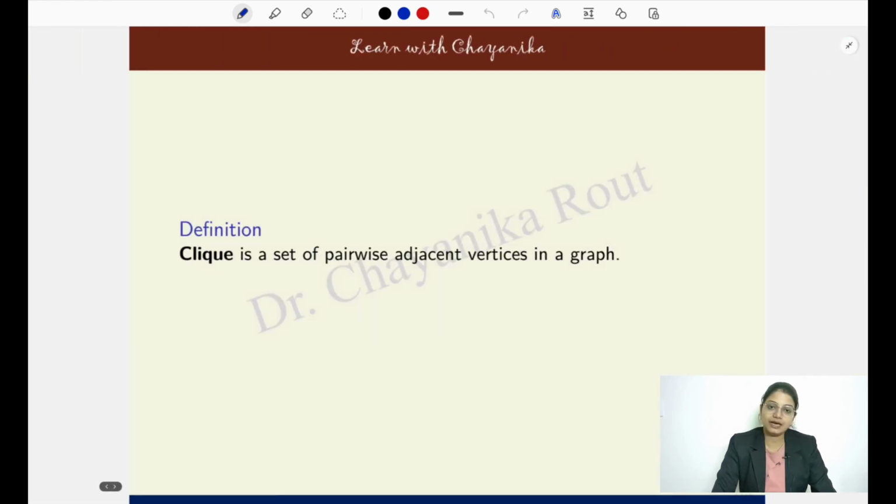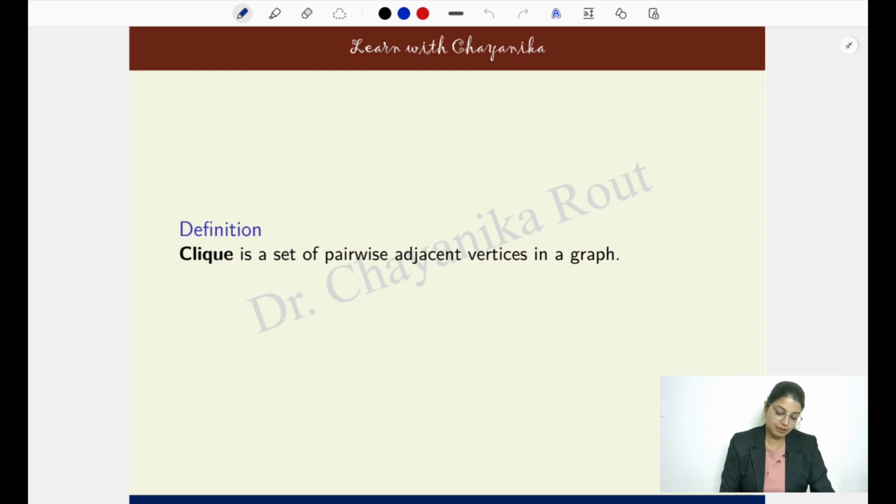So what do we mean by clique? Now, as per the definition, clique is a set of vertices in a graph which are pairwise adjacent to each other. So first of all, we have to make it clear that clique is a set of vertices. Many confuse it with graph. Clique is not a graph. Clique is a set of vertices in a graph.